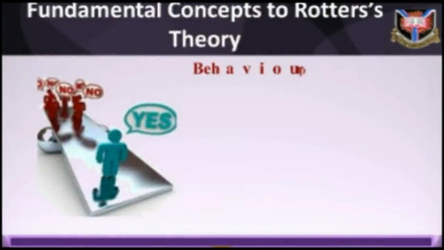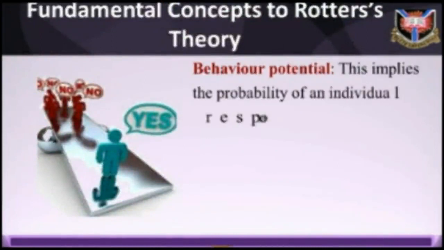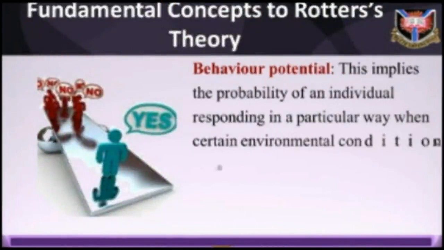Fundamental concepts of Rotter's theory. Some concepts are fundamental in Rotter's theory. They are explained thus: 1. Behavior potential. According to Rotter et al., 1972, there is the potential of any behavior occurring in any situation or situations as calculated in relation to any single reinforcement or set of reinforcements. This implies the probability of an individual responding in a particular way when certain environmental conditions are present.